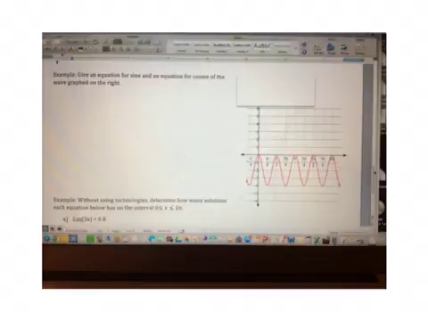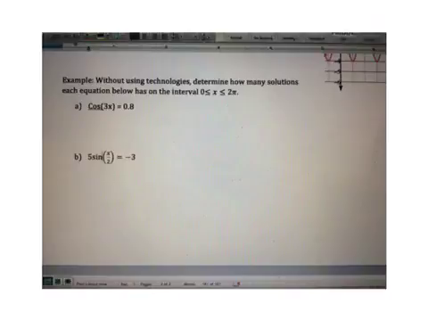Okay, so let me grab my last one. Determine how many solutions each equation below has over the interval of 0 to 2 pi. So what we're talking about here first is cosine of 3x. Now in this situation, we can say that a is 1/3, because remember that we have to factor it out and put it underneath the x. So that is a horizontal compression by 1/3.